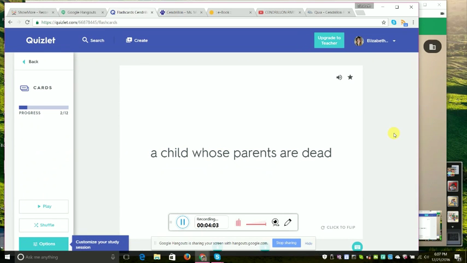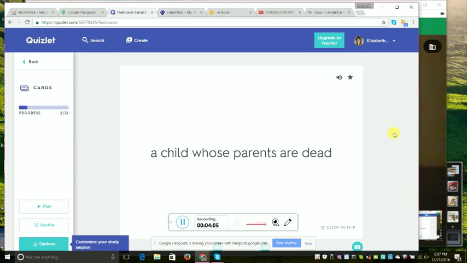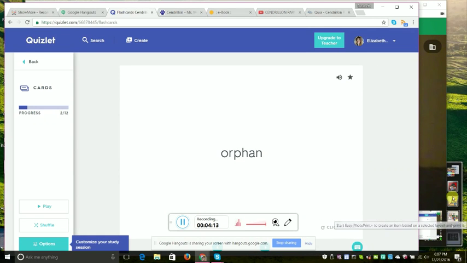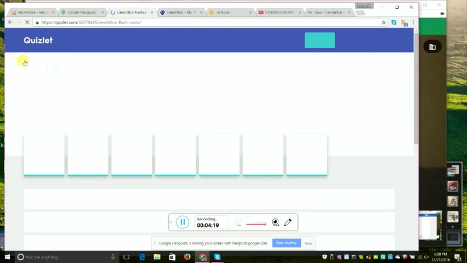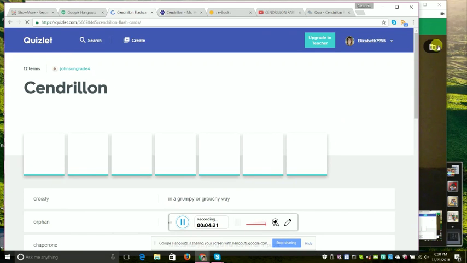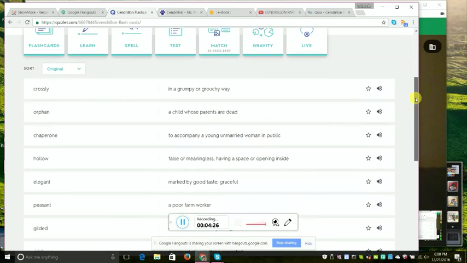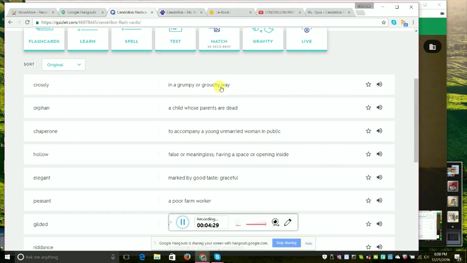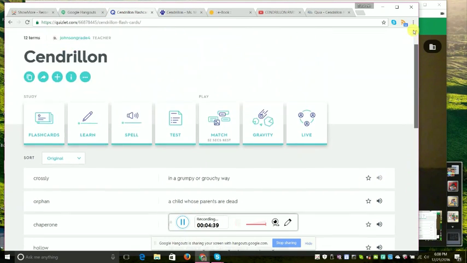like, have you guys used Quizlet before? No. No? Okay. So under the flashcards, it has a term here, and then you can have them flip the card by pressing the space bar, and it'll tell them what it is. Also, this is really good for the English language learners on this lesson. If they look up a term right here, there were about 12 terms, and you can press the audio and it'll read it to them. In a grumpy or grouchy way. So that's really good for the English language learners.